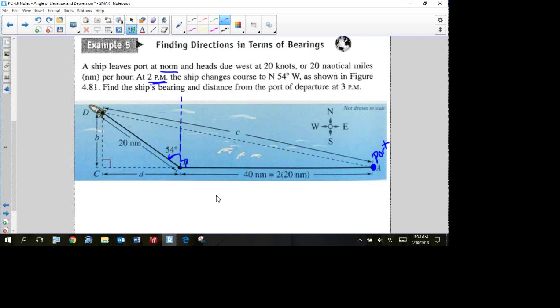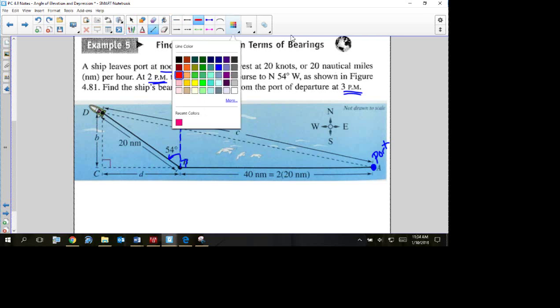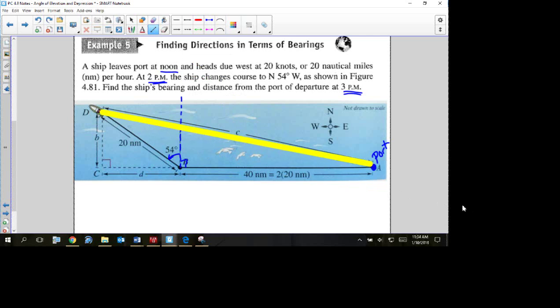After that, it travels, and then it says find the ship's bearing and distance from the port of departure at 3 p.m. So that tells us how much further it traveled. If our ending time is 3 p.m., how much more time did we go? An hour more, so 20 nautical miles further would be the distance that we went. And what it's asking us to find is two things. One of the things it's asking us to find is the distance between the port and where the ship currently is. So we're talking about a straight line distance. Okay, so we're going to have to find C. And then the other thing it's asking us to find is the bearing from port A to the ship, right?